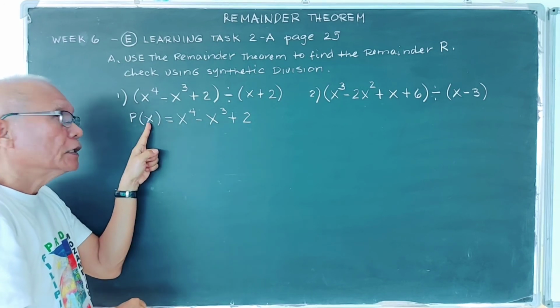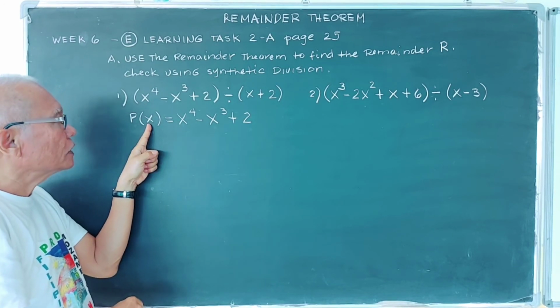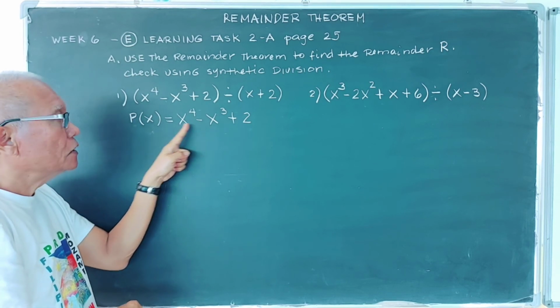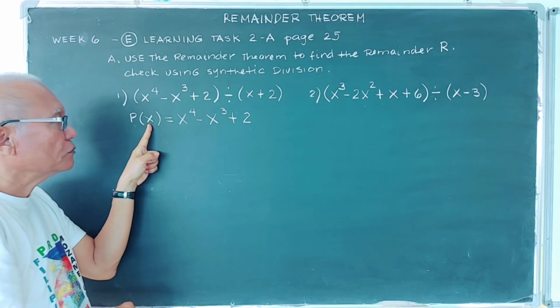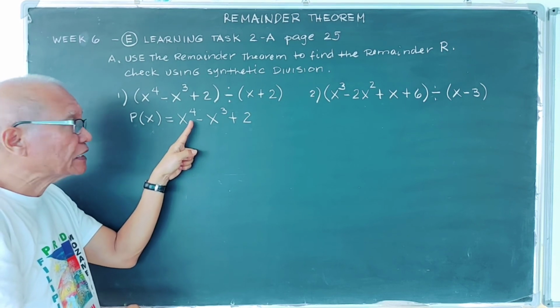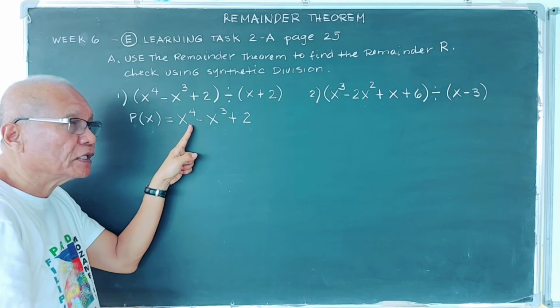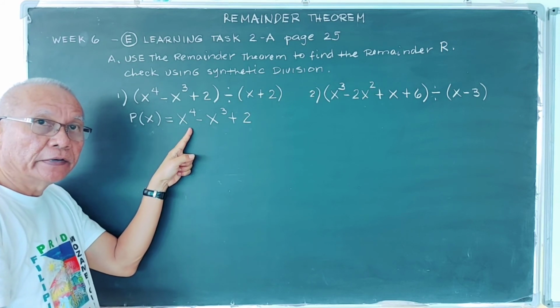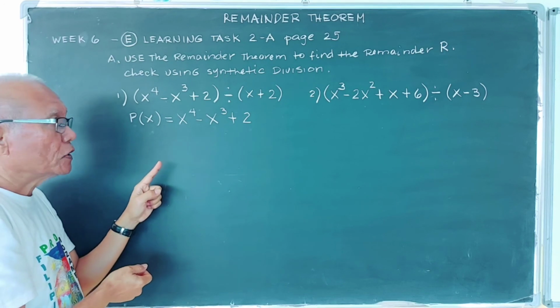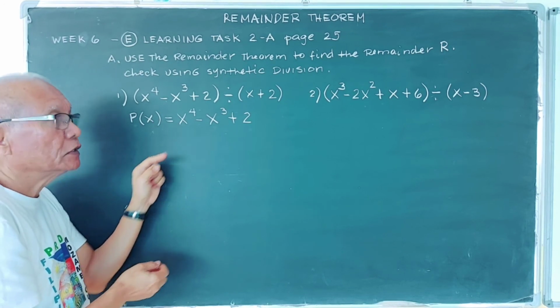Kung ito ay x plus 5, so we have x plus 5 to the 4th minus x plus 5 to the 3rd. Ito, papalitan natin ng number para masolve natin kung ito ay magiging 0. Kapag naging 0 dito, it means wala tayong remainder. Kung may number, yun ang remainder. So, ano ang ilalagay natin dito?